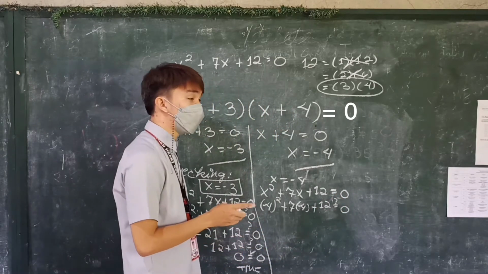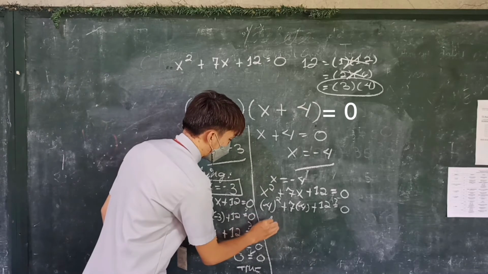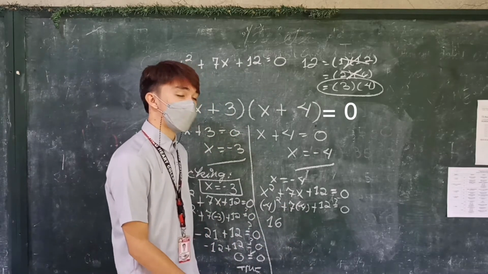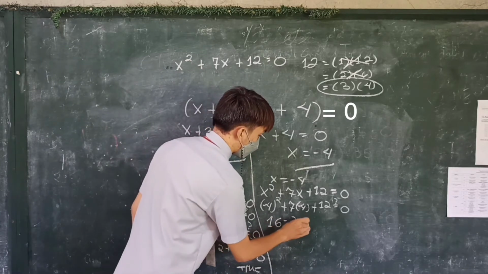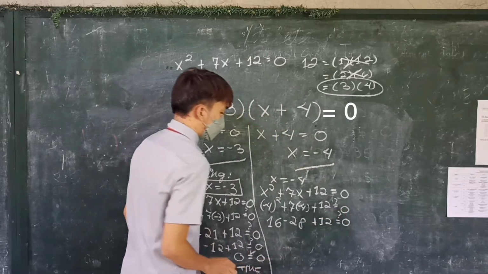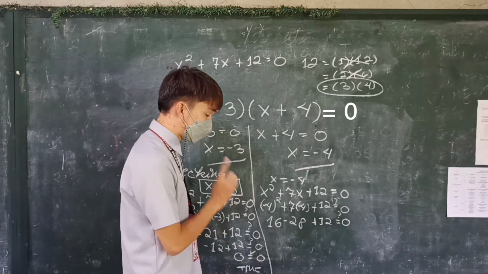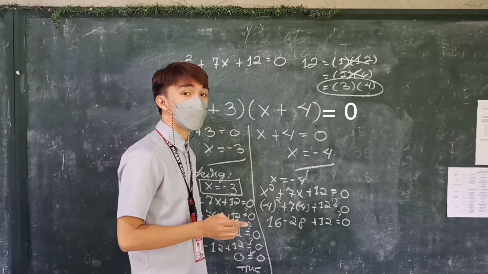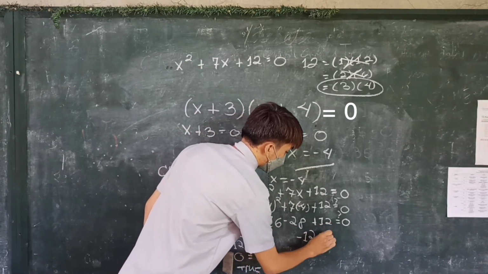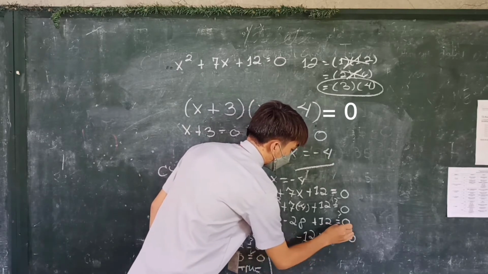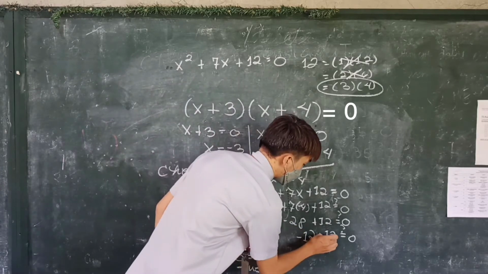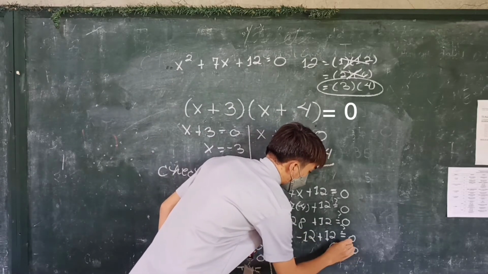Negative 4 times negative 4 is positive 16. Positive 7 times negative 4 is negative 28. We have here plus 12 equals 0. 16 minus 28 is equal to negative 12. Negative 12 plus 12 is equal to 0. It's true.